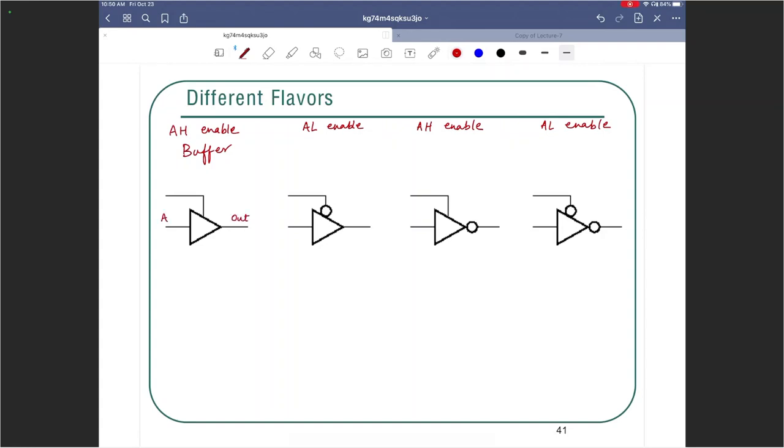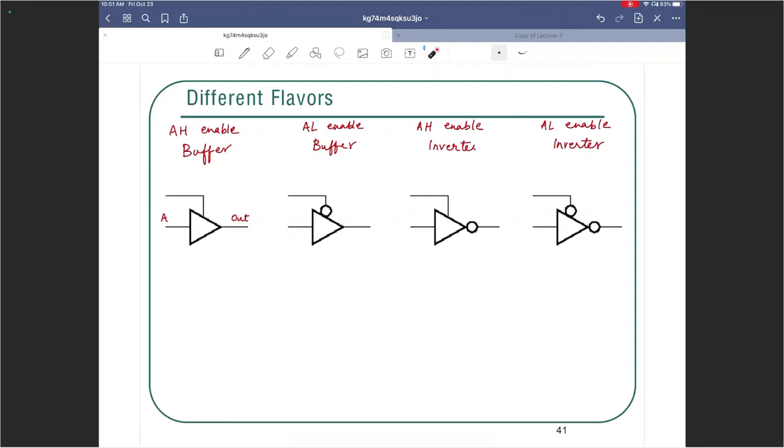If it is active. The second one is also a buffer, but with an active low enable. The third one is actually an inverter, a NOT gate. And the last one is also an inverter. So you see, you can have these four combinations where the enable signal could be active high or active low, but the buffer itself could be a buffer or an inverter.